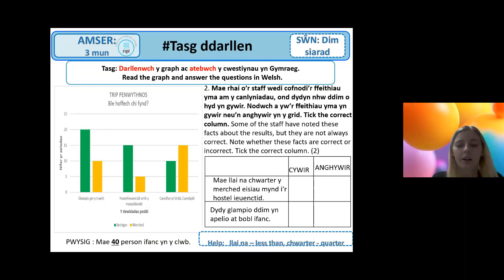Okay, then the next one, dydi glampio ddim yn apelio at pobl ifanc, okay? So we had the word glampio earlier, which means glamping. So glamping doesn't appeal to the young people. So you'd have to look at glampio. Is it poblogaidd, popular, or ddim yn poblogaidd, isn't popular?